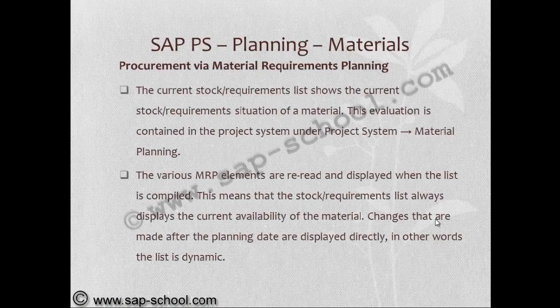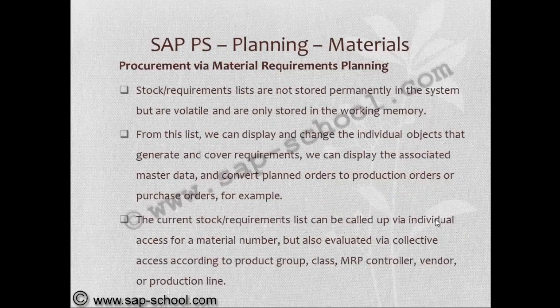The current stock or requirement list shows the current stock requirement situation of a material. This evaluation is contained in the project system under project system material planning. The various MRP elements are reread and displayed when the list is compiled. This means that the stock or requirement list always displays the current availability of the materials. Changes that are made after the planning date are displayed directly. In other words, the list is dynamic.